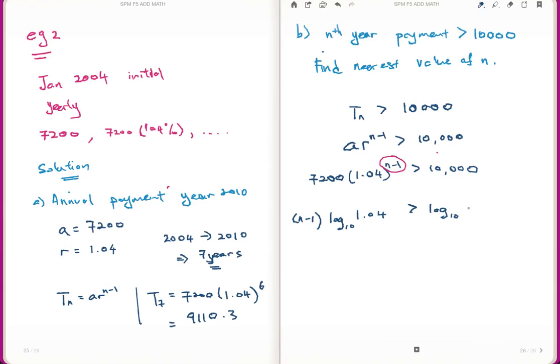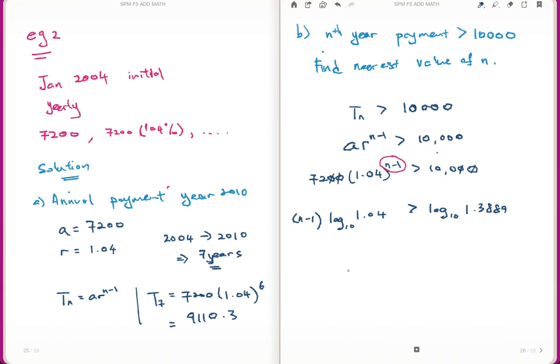That would be a number equal to log of 1.3889, maybe 10,000 divided by 7,200. We cancel down, you get about 1.38.